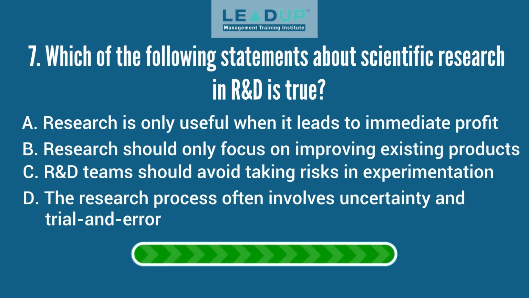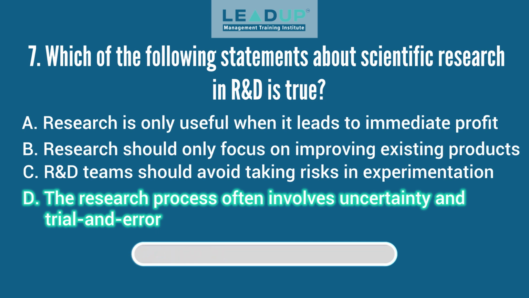Question 7. Which of the following statements about scientific research in R&D is true? A. Research is only useful when it leads to immediate profit. B. Research should only focus on improving existing products. C. R&D teams should avoid taking risks in experimentation. And D. The research process often involves uncertainty and trial and error. Answer: the research process often involves uncertainty and trial and error.